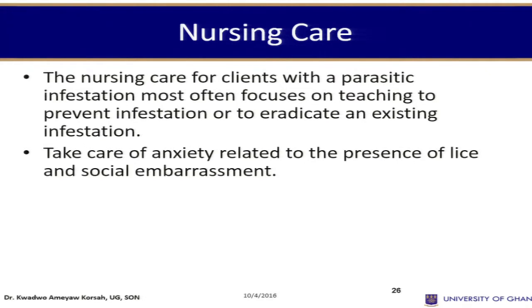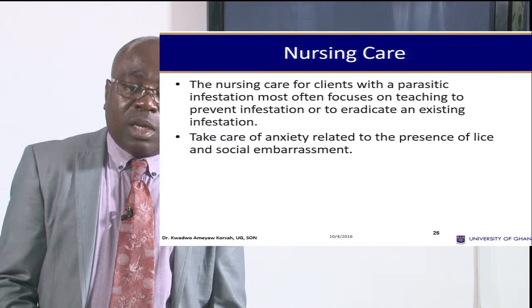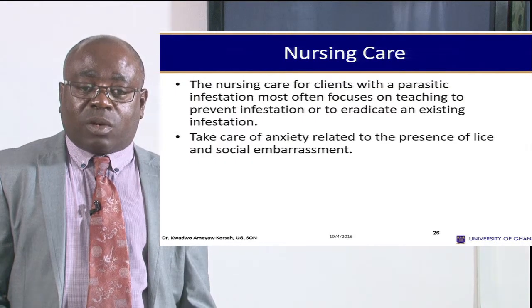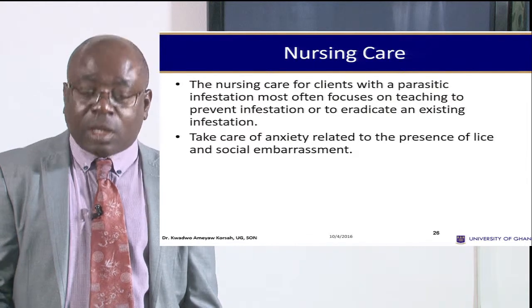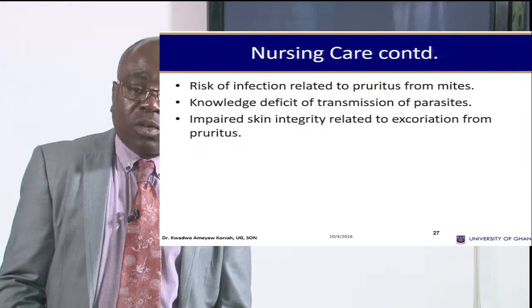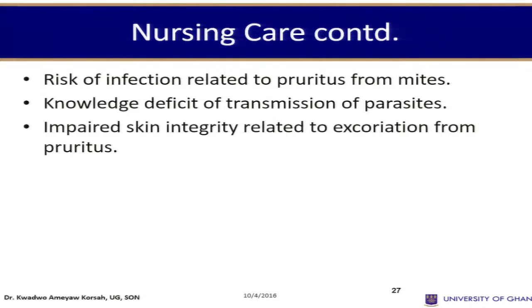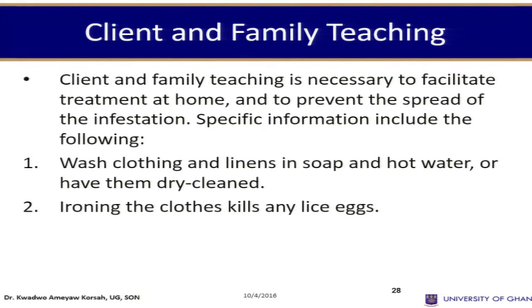So if somebody has anxiety related to embarrassment and social issues, we need to consider all these things as part of our education. We need to look at the risk of infection related to pruritus from mites, and the knowledge deficit about transmission is also very important. Impaired skin integrity related to excoriation from pruritus, we also have to consider. Client and family teaching is necessary to facilitate treatment at home and to prevent the spread of the condition. So as part of our teaching, we have to look at all this.